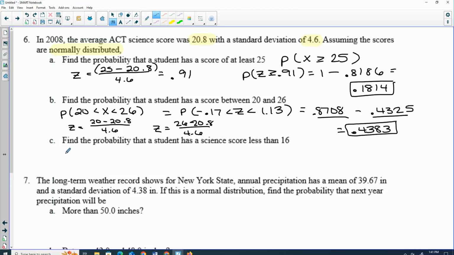And C, find a populated student has a score less than 16. So again, change it into a Z. Our value minus the mean divided by standard deviation. So that means Z is less than negative 1.04. Less than is what our table gives us. So negative 1.04 is 0.1492.